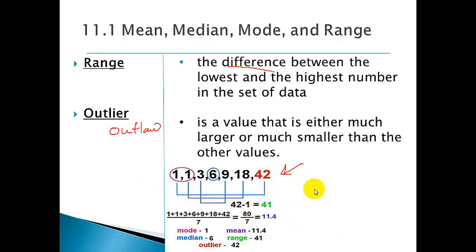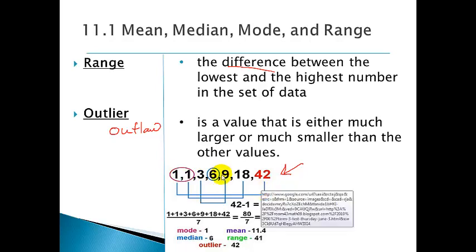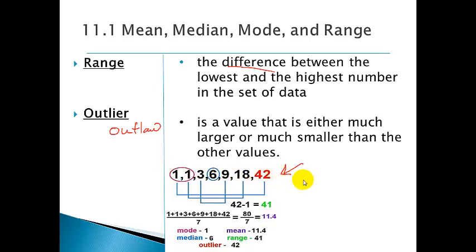Difference means that we're subtracting, so we're finding our range. We're adding and then dividing, so this is our mean. And then we organized it from least to greatest to find our median. And then we look to see who has the most that occurred, and you can see these ones occurred the most. And then our outlier, or outlaw, so to speak, is 42, because he's kind of doing its own thing.